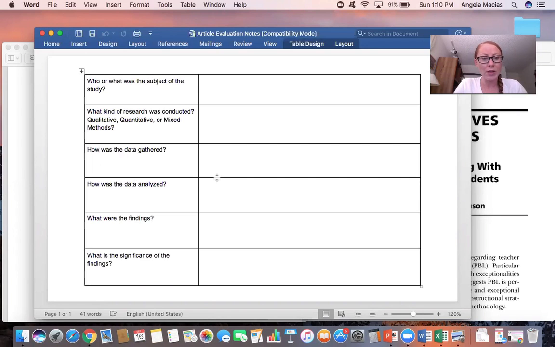So in order to understand the difference between the types of research, I've selected two articles for you to look at. These are available on Blackboard and in this module. You're going to look at two articles that are on the same type of topic, but there are two different kinds of research being done.